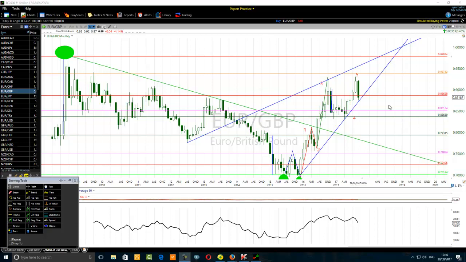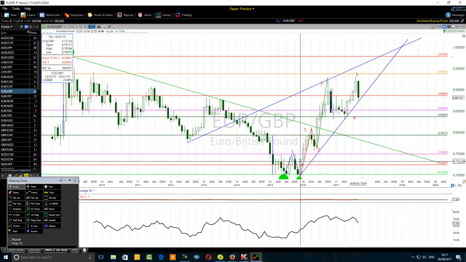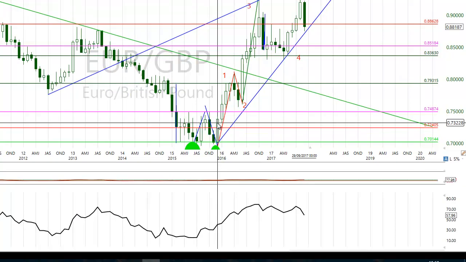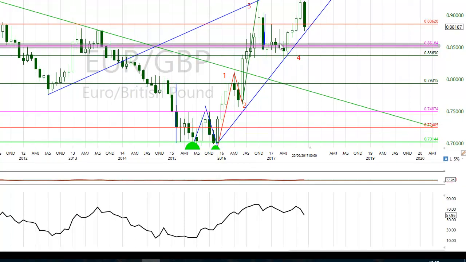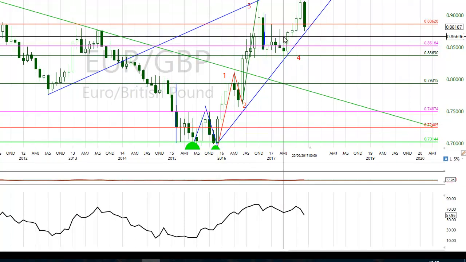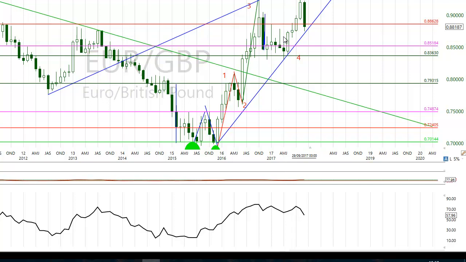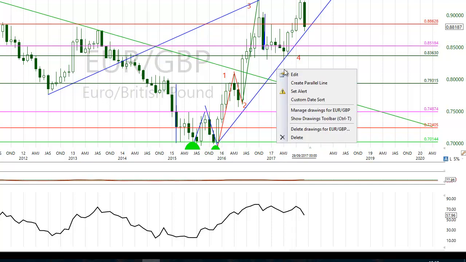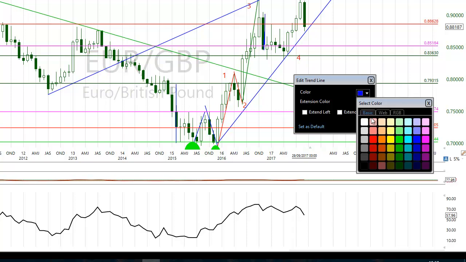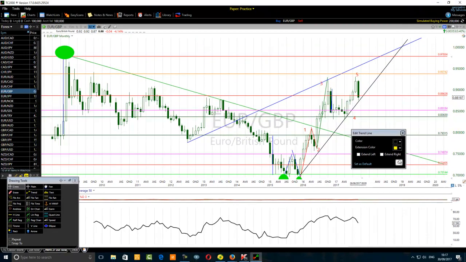So the first trend line, we want to connect the low of the month of December 2015 to the low of the month of April 2017. All right, because it does allow us to draw this black trend line. Here it is. So that is the line that I have on the chart here.